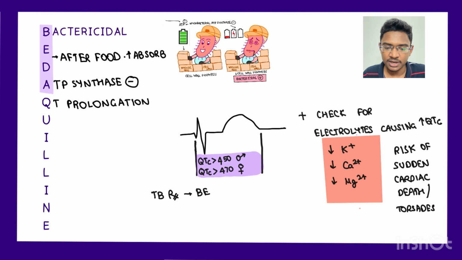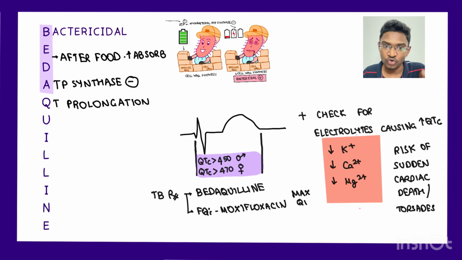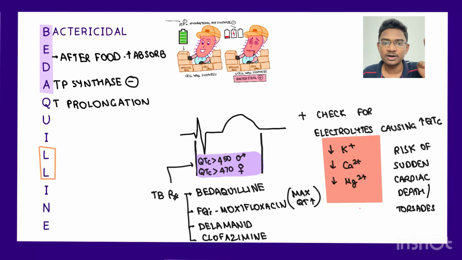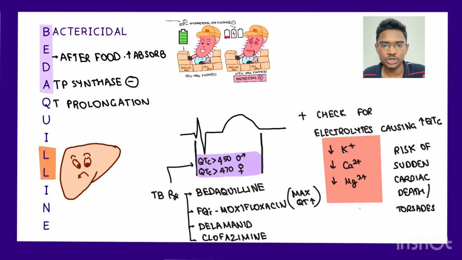And other ATD drugs which cause QT prolongation, you should be remembering: first is bedaquiline, next is your fluoroquinolones, which is moxifloxacin, having maximum QT prolongation. Next is your delamanid and the clofazimine. All these drugs can cause QT prolongation.